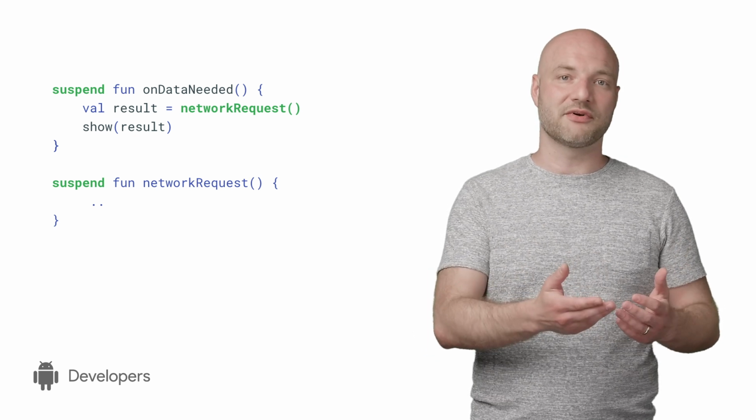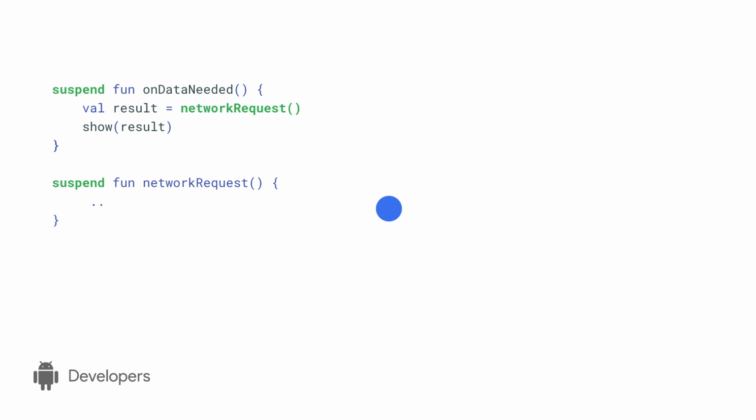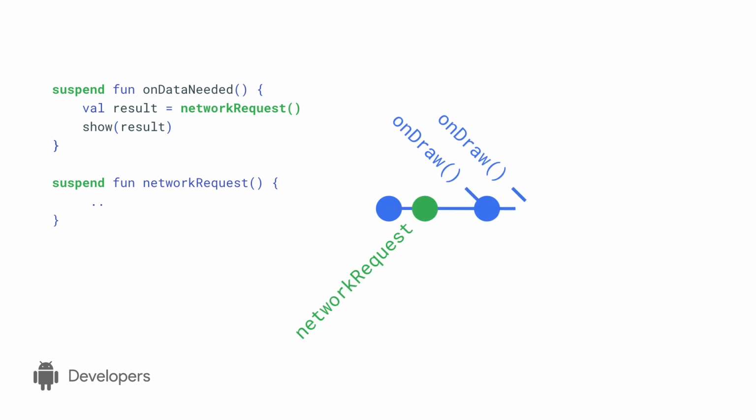Here's the same function written with coroutines. To make it work with coroutines, it becomes a suspend function. It looks just like it did when it was a blocking function. However, since it's a suspend function, instead of blocking the main thread, when network request is called, it will suspend the coroutine. This frees up the main thread to handle onDraw and user touches. And when the result is ready, it'll get passed back. Instead of using a callback, the coroutine will resume.